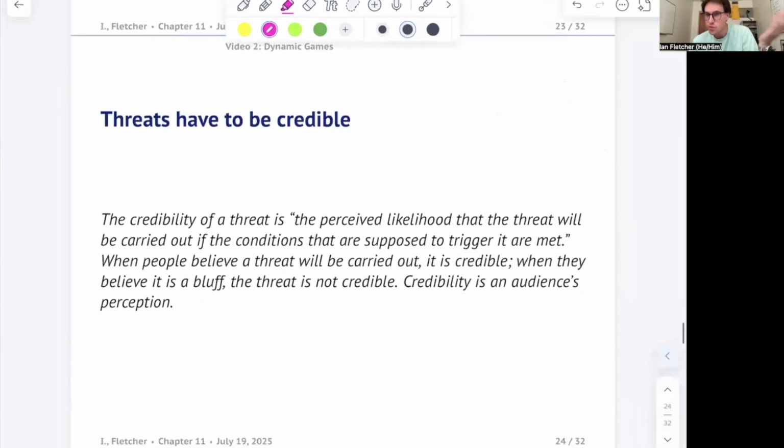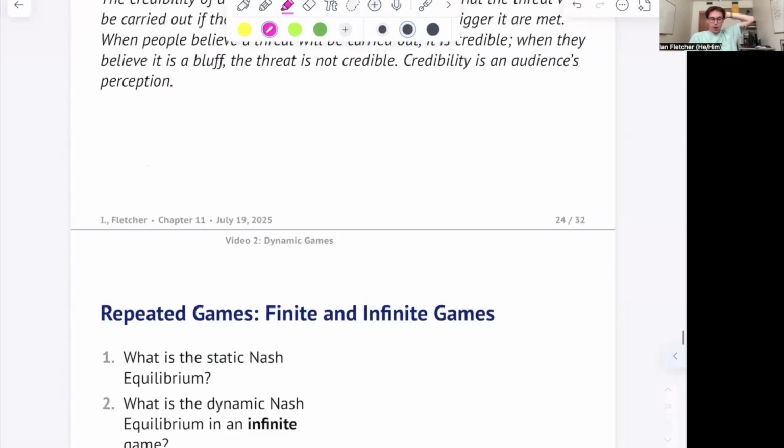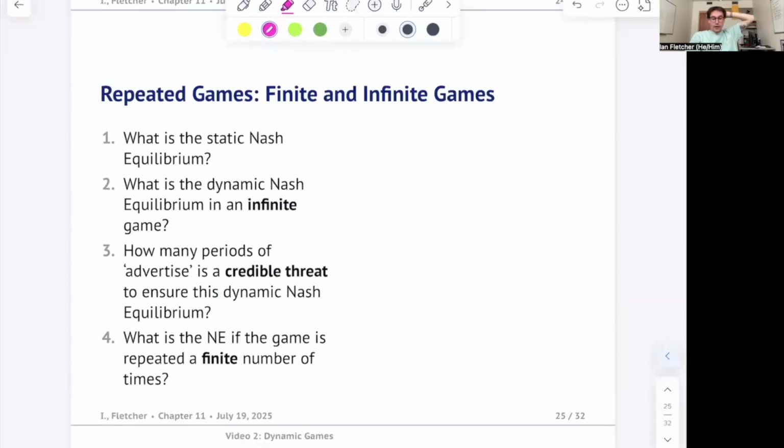These threats have to be credible. The credibility of a threat is the perceived likelihood that the threat will be carried out if the conditions that are supposed to trigger it are met. When people believe that a threat will be carried out, it is credible. When they believe it's a bluff, the threat is not credible. So credibility all depends on the audience's perception. Let's think about repeated games for finite and infinite games.